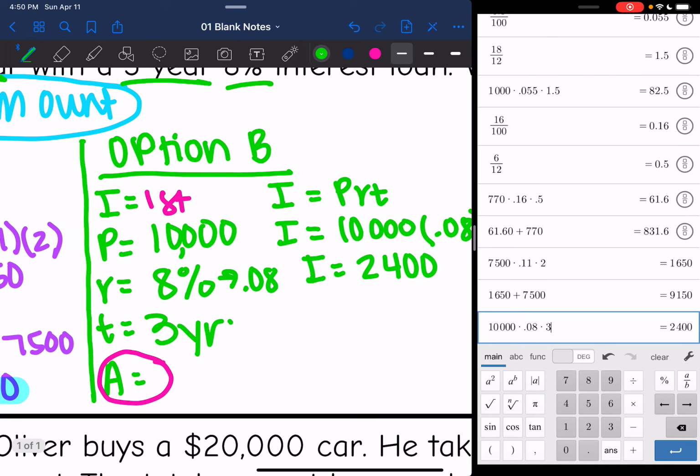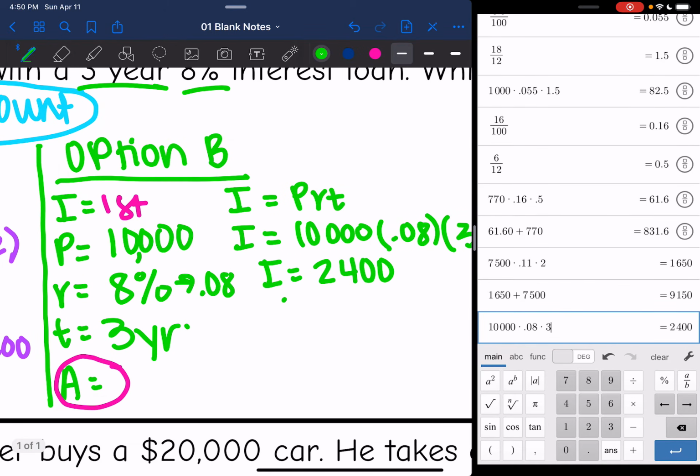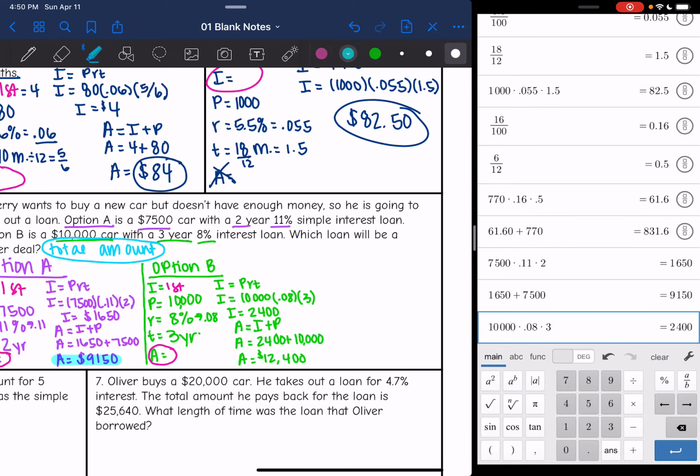But remember, we want the total amount. So now I need to add the interest and the principal together. The interest is $2,400. The principal is $10,000. So that makes the total amount $12,400. So now I have both amounts, and we can see that option A is a better deal because it costs less overall.